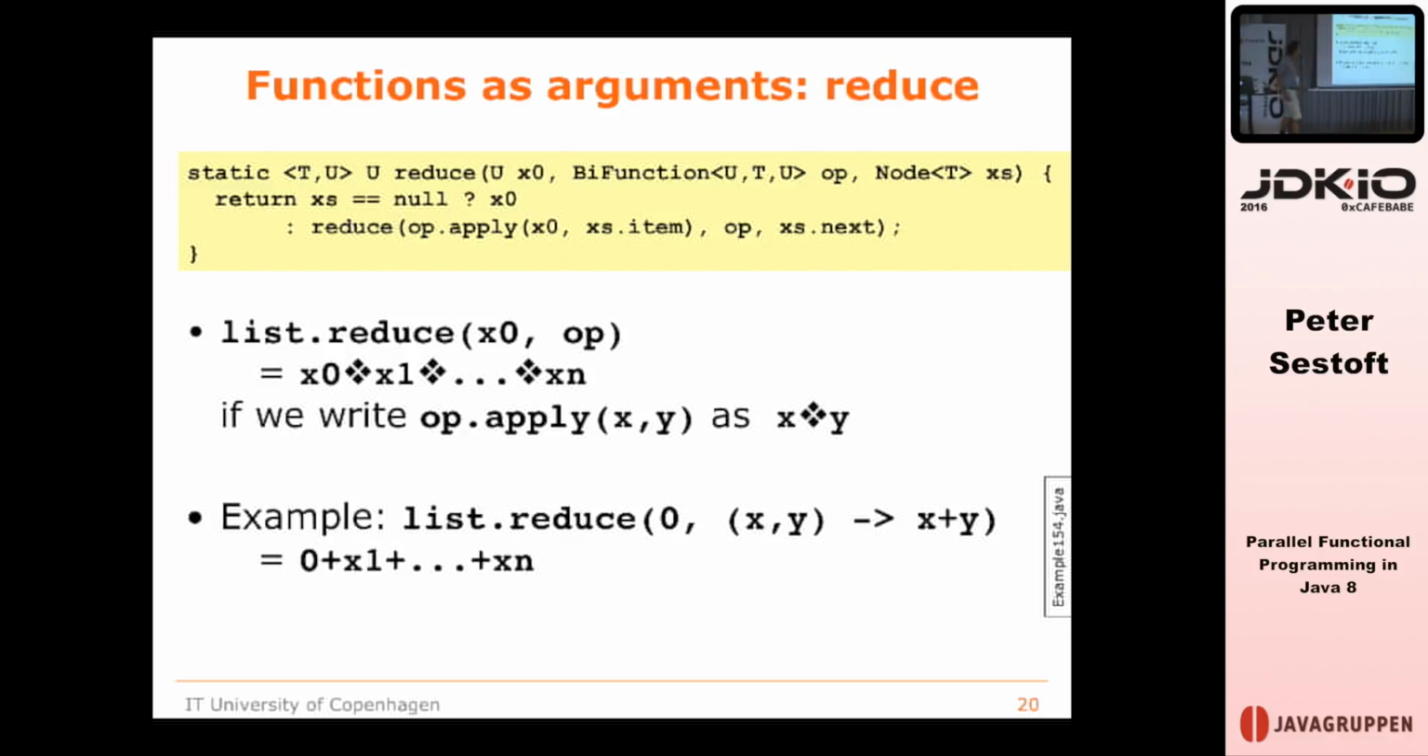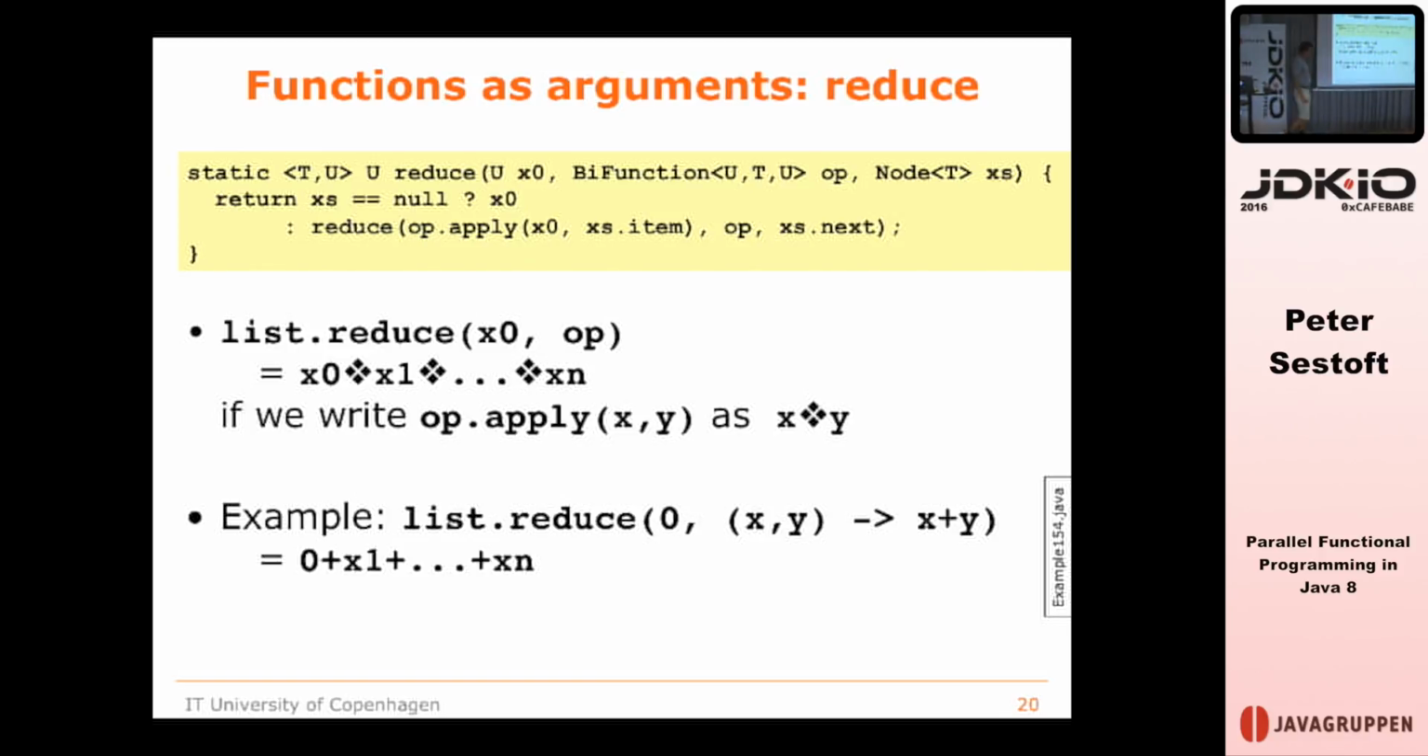Another well-known thing is reduce. Here I've given only the code from the Node class. Reduce starts with some neutral value x0, and then there's a function that takes two arguments, a u and a t, and returns a u, an operation here, and a list of t's. And if the list is empty, it returns x0. Otherwise, it calls reduce on the result of applying the operation to the x0 and the first item, and the operation again, and the rest of the list.